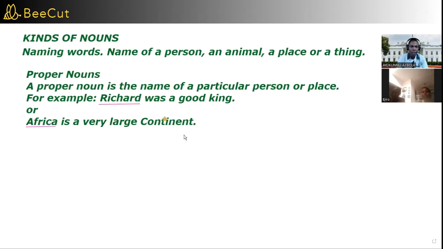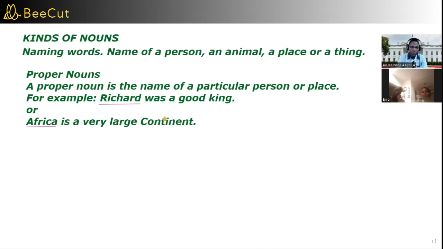So continent there is a noun, but not a proper noun because there are more than one continent. So which of the continents are you talking about? So Africa makes it proper. Africa is a name. There are no two Africa in the world. So that's why Africa can be regarded as a proper noun. I could talk about Lagos. Lagos is also a proper noun because it's the name of a city and there are no two. Or London, or Abuja, or Nigeria. It's a proper noun.